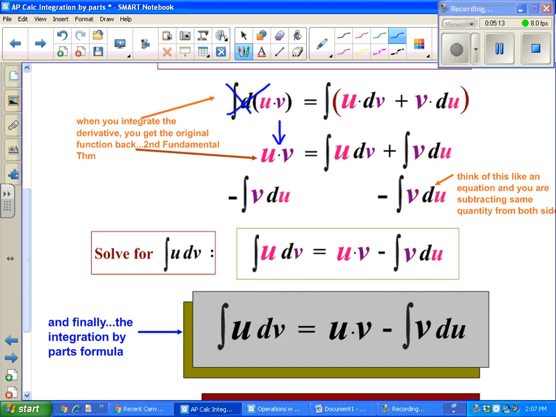Then we're going to approach this as though it was an equation. We're going to subtract the integral v du from both sides. And when we solve for u dv, that's what we end up with for our integral. So it's almost like we're taking the integral of u dv, and we're going to end up with this right here. That is the integration by parts formula.